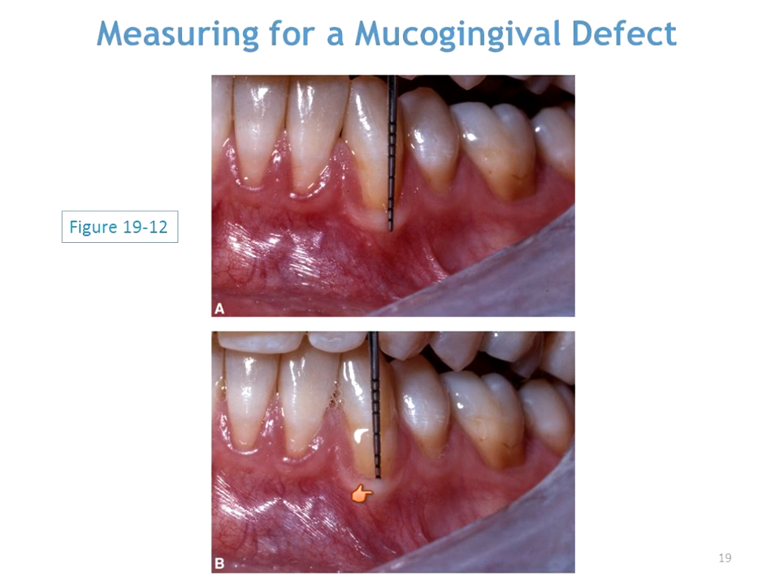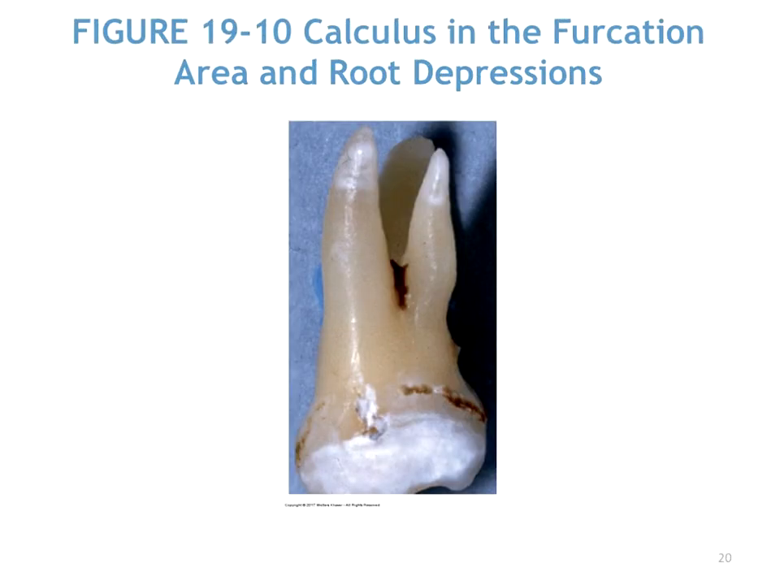But if the probe depth reached or exceeded that mucogingival junction, if it probed 2 millimeters, and if you were 2 millimeters from here to here, and then you probed 2 millimeters, that's a mucogingival defect. So again, you're doing a little bit of math. Calculus can form in furcation areas, and if there was gum tissue there, it would be impossible, as you can see, to reach.